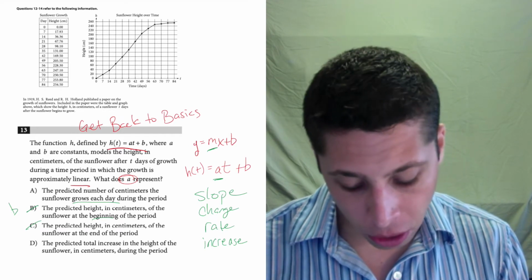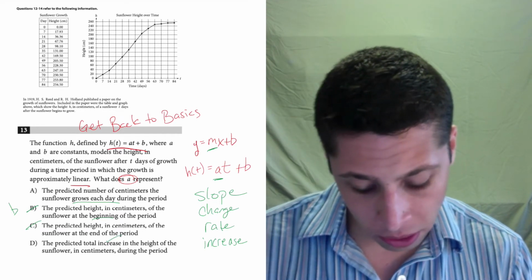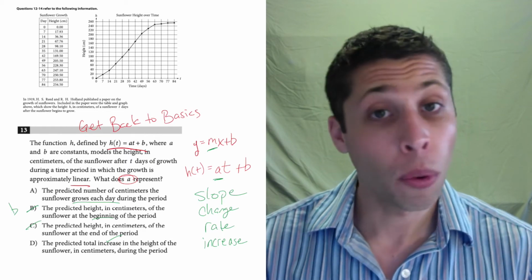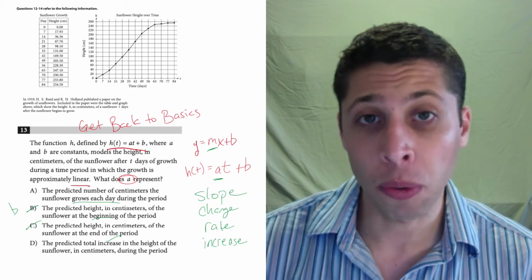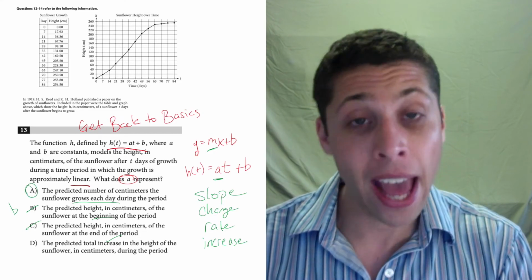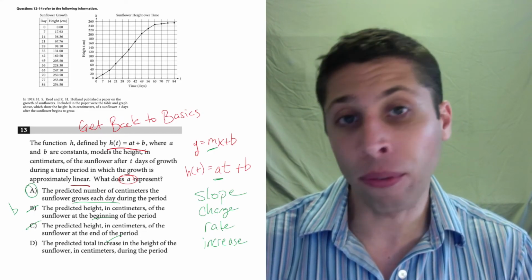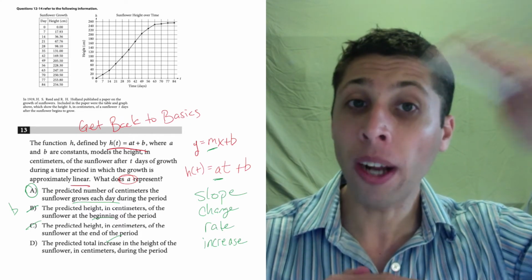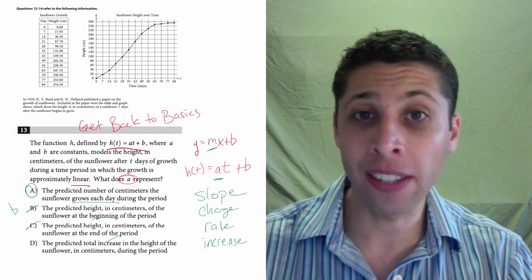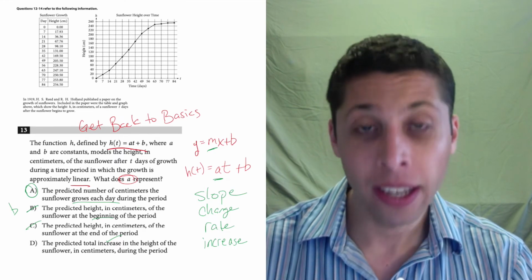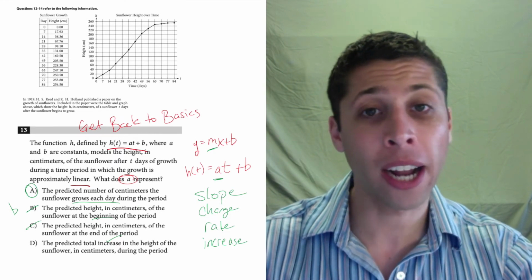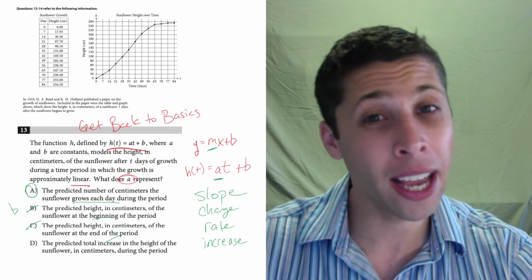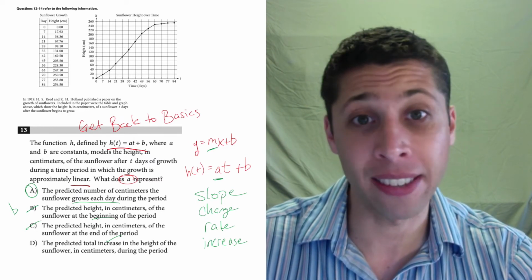And D, the predicted total increase, there's one of our key words, in the height of the sunflower in centimeters during the period. Well, that sounds very tempting, but if I were choosing between A and D, I would choose A, because D is not really a change. It's a change in total, but what we want is the change each day. What is happening per day, each day? Those are the kinds of words that we associate with rates and slopes, and so choice A has more of those words, and that is the answer.